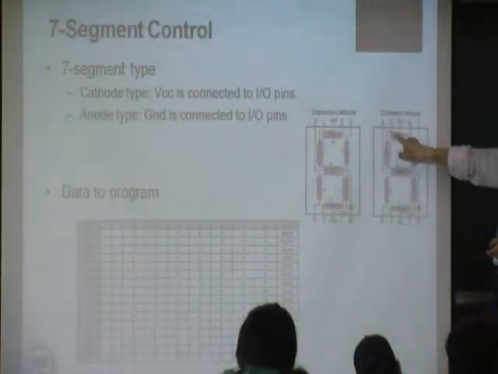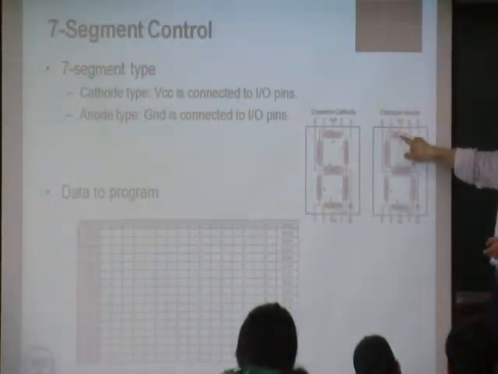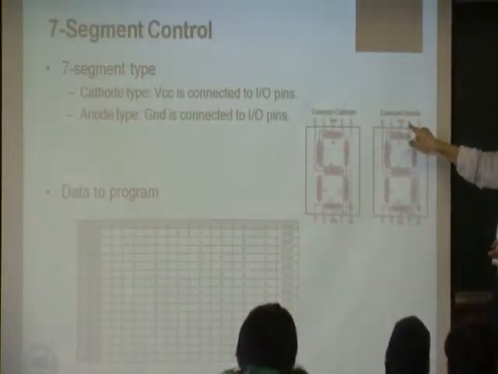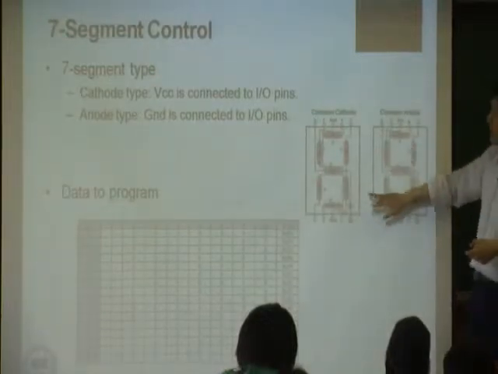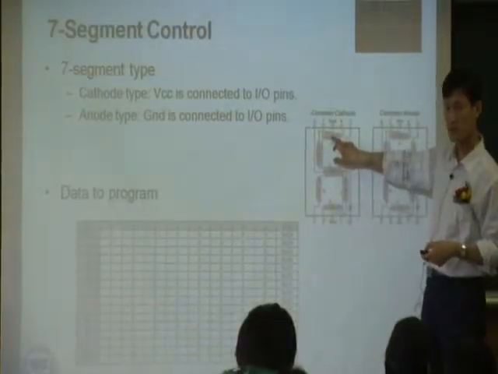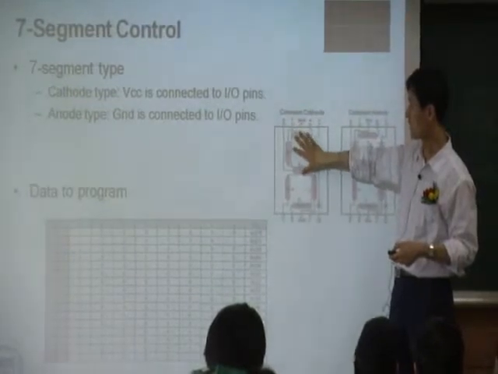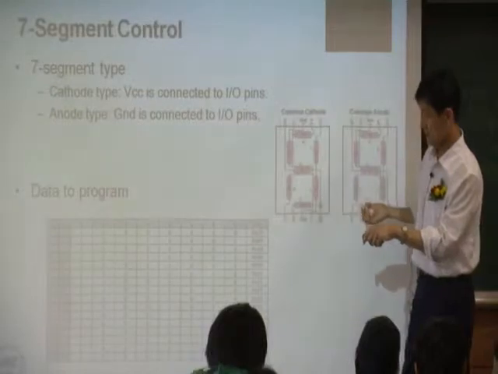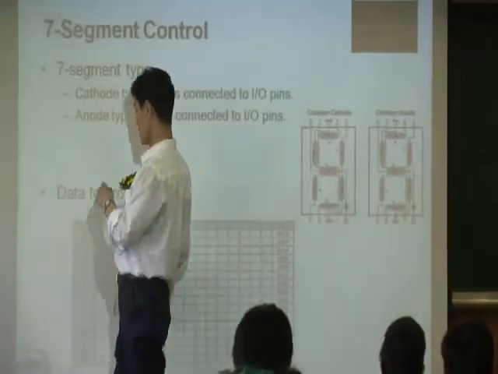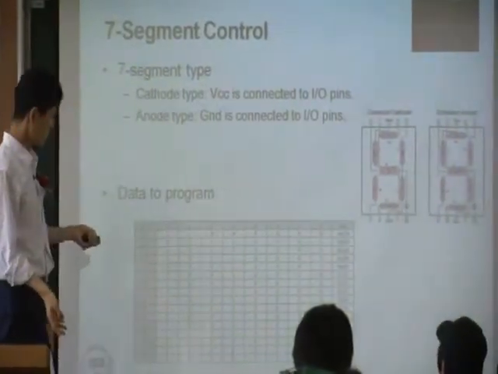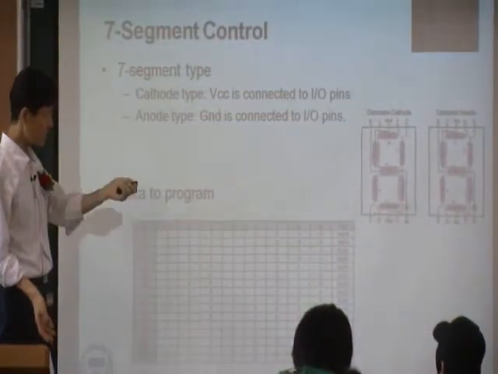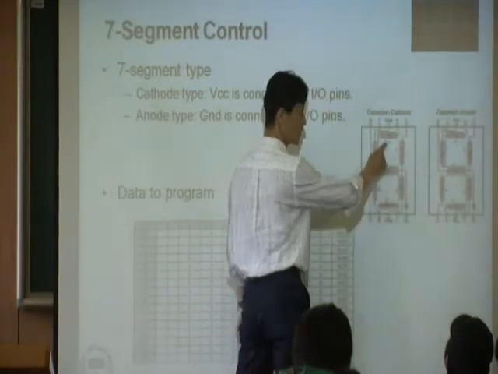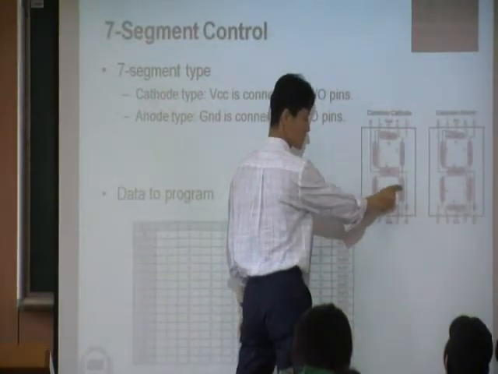If you want to turn on this diode in this type, you connect ground. If you want to turn on this diode in this cathode type, you connect VCC. That's the only difference. So in the data to program here, let's say I want to display a 0 like this, then you want to turn on this one, this one, this one, this one, this one, this one, right?